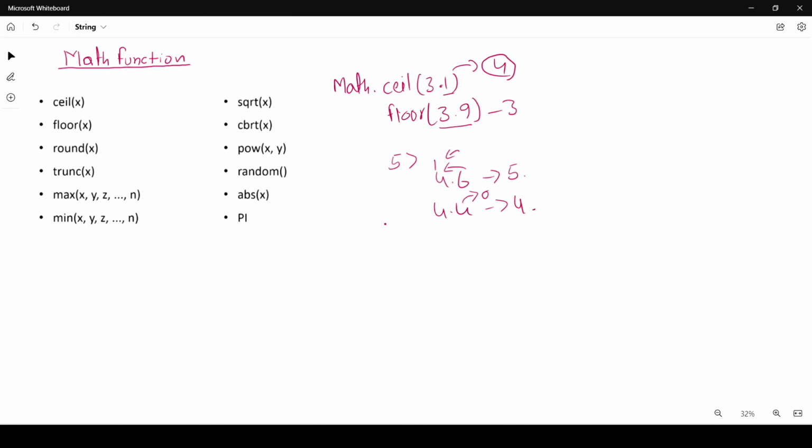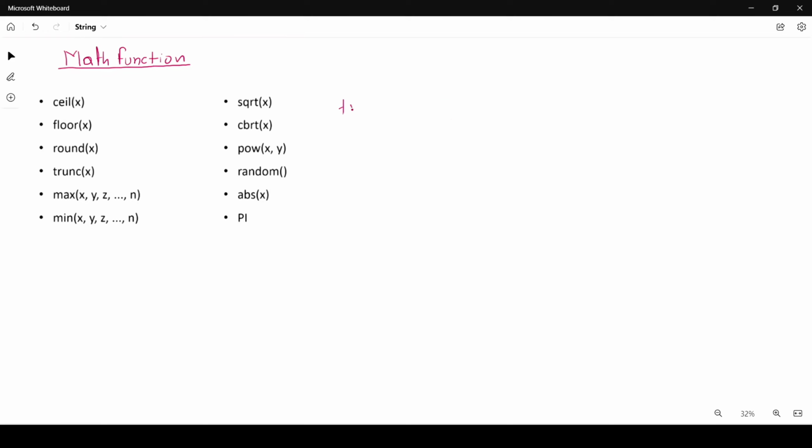only. Okay, similarly we have trunc, which is used to remove the decimal points. For example, you have 3.456, any value. It will give you 3 only. And if you have 3.679, then it will give you again 3. Okay. Now after that we have the maximum and minimum functions.